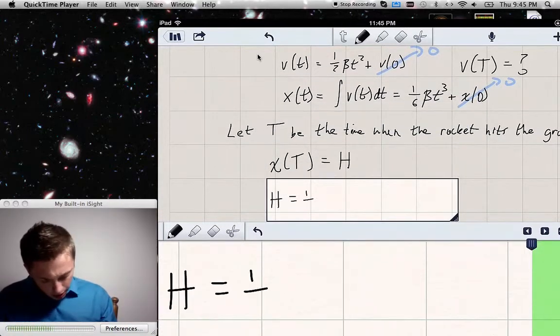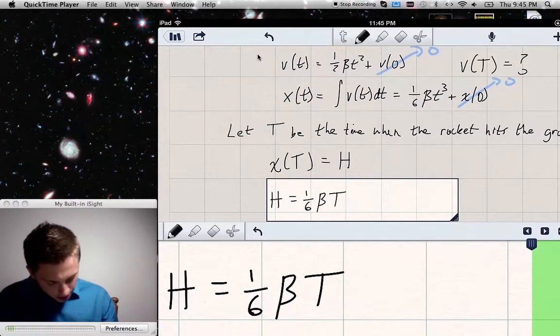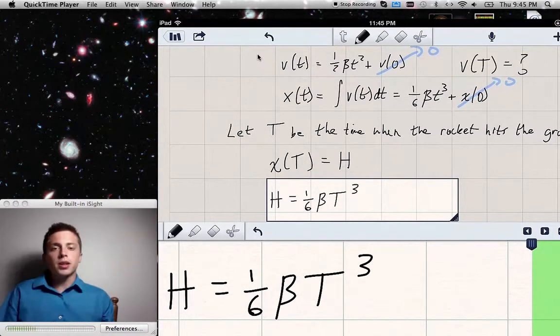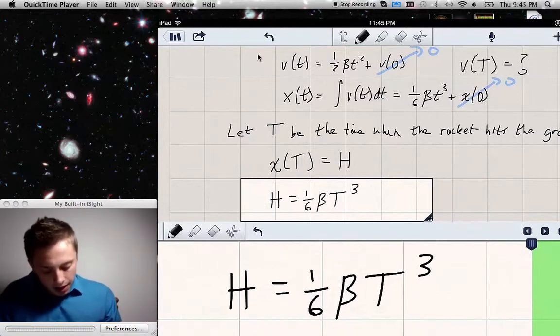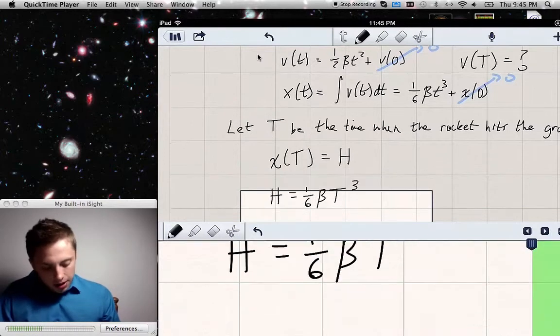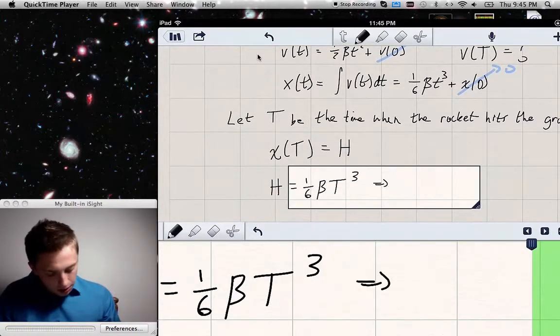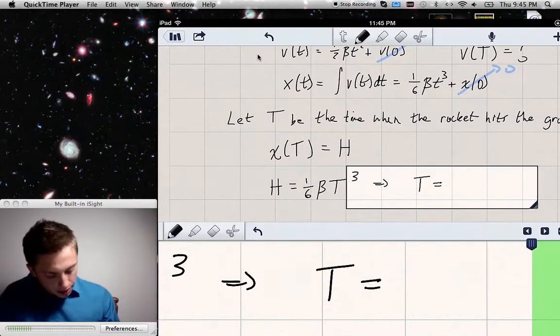But now I want to evaluate this function at the specific time T, which is when it hits the ground. I don't know that time. I can still put an unknown in an equation, though. I have the power to do that. I do know h and I do know beta, so I can now solve this equation for the time it takes for the rocket to hit the ground.